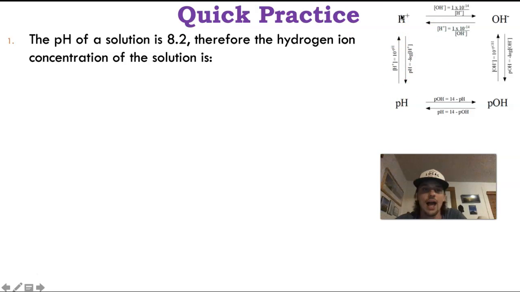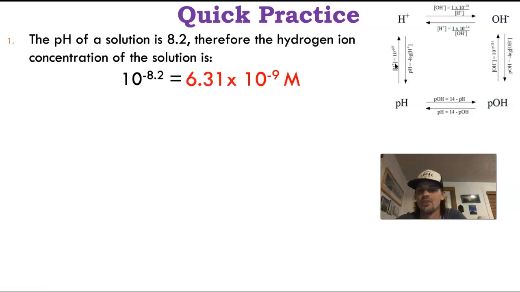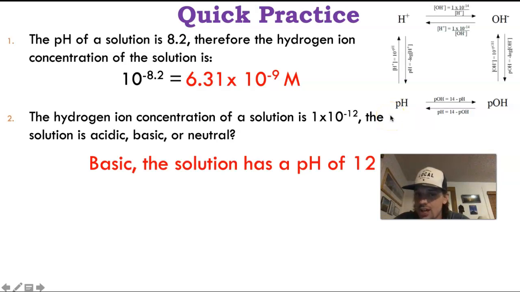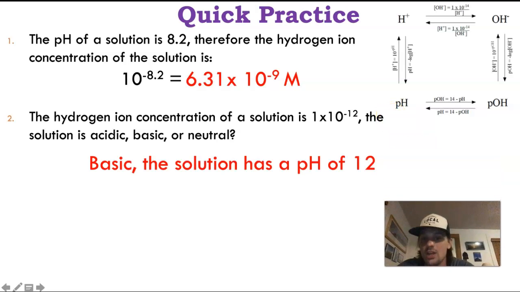It looks like I'm going to take 10 to the negative power of the pH to get the hydrogen ion concentration. 10 to the power of negative 8.2 is 6.31 times 10 to the negative 9th. Okay? The hydrogen ion concentration, here I'm starting at hydrogen ion concentration. Is it acidic, basic, or neutral? So I'm probably going to want to identify the pH, and then I can easily identify is it acidic, basic, or neutral. So I'm going to take the negative log of that hydrogen ion concentration and get 12. The pH is 12, that means it's basic.